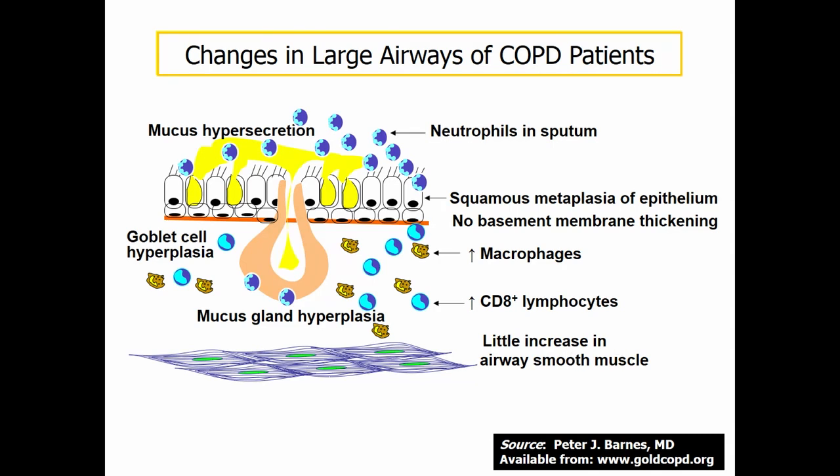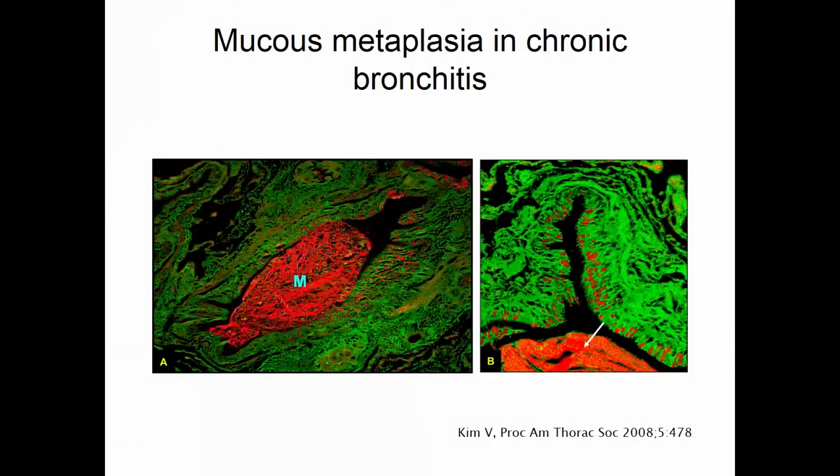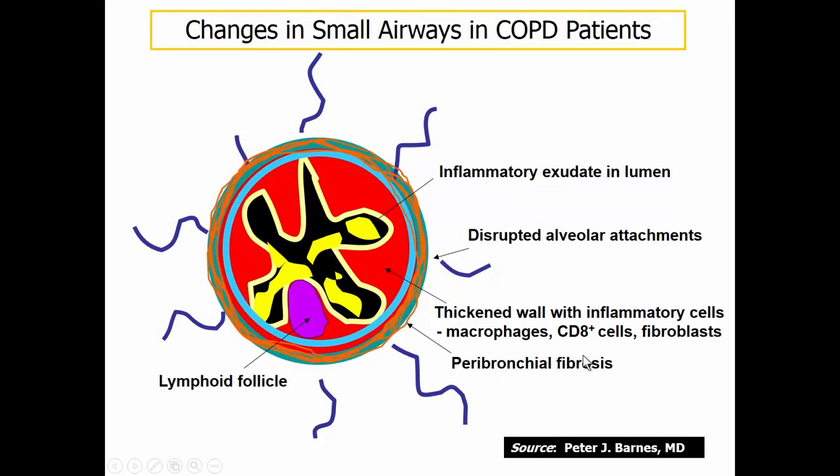COPD is also characterized by goblet cell and mucus gland hyperplasia, leading to the mucus hypersecretion. And here is a histology slide showing those changes. In this slide, mucin is stained in red, marked with this M here, which shows a large globule of mucus in the airways, and at higher power, you see the mucin in each cell being ready to be secreted into the airway here.